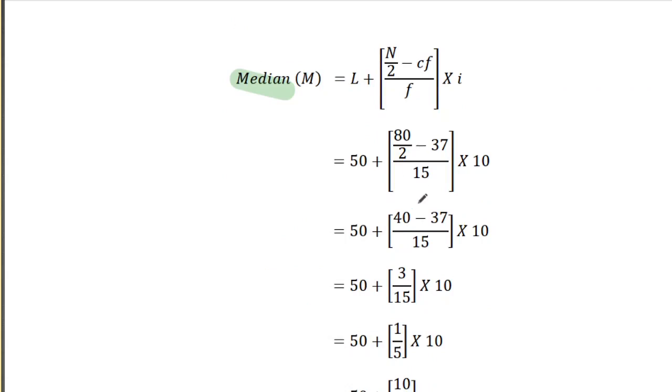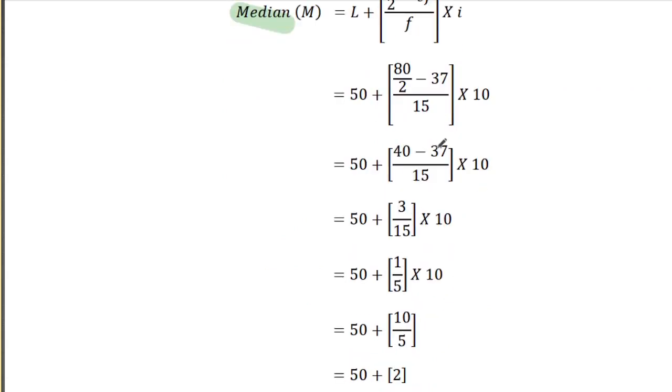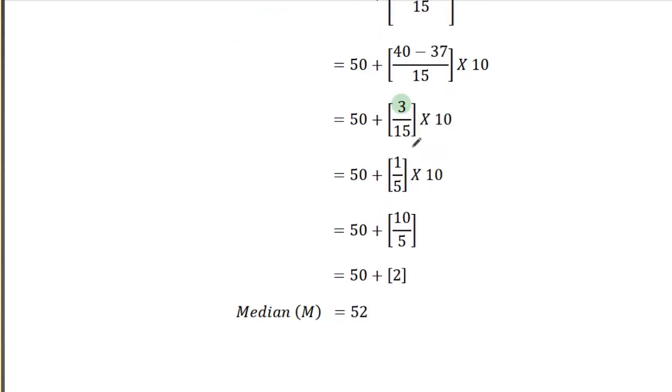50 plus 80 by 2, 40. So 40 minus 37, 3. 3 by 15, that equal to 1 by 5 into 10. 10 by 5, that equal to 2. So finally we get median for this problem is 52.